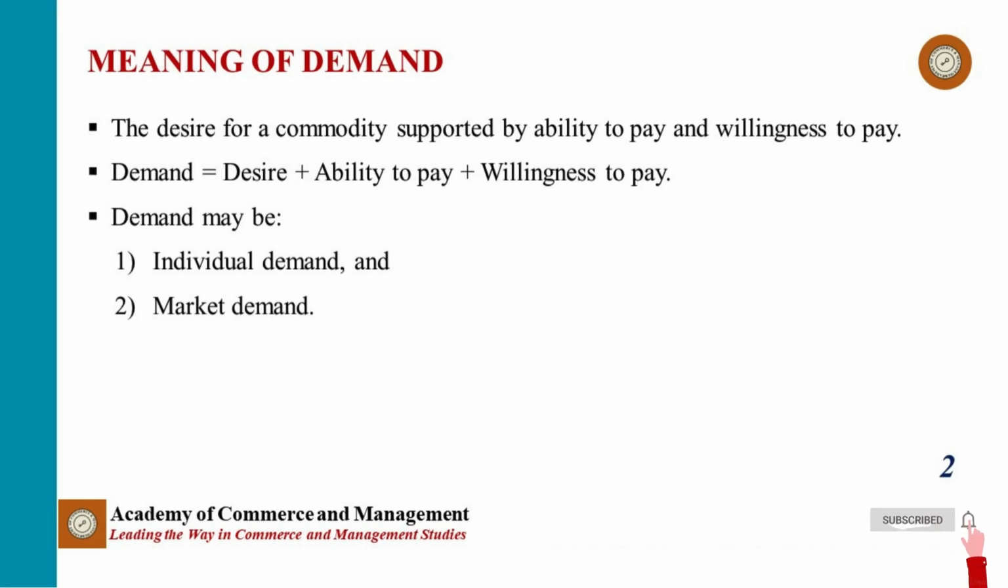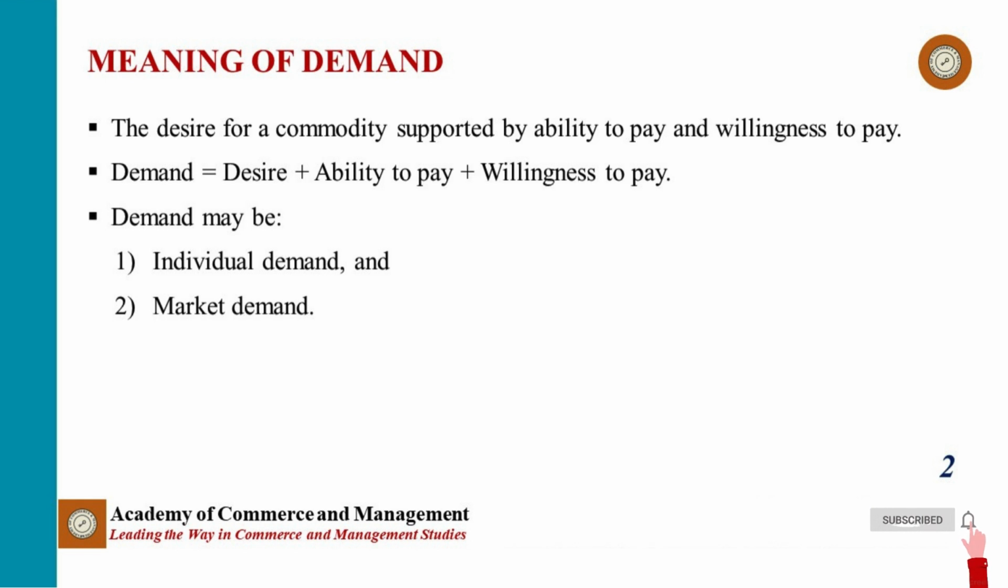What do you mean by demand? Demand is the desire for a commodity supported by ability to pay and willingness to pay. Mathematically, demand equals desire plus ability to pay plus willingness to pay. Demand may be of two types. Number 1, individual demand. It can be defined as the quantity of a commodity that an individual consumer is willing to buy from the market in a given period of time at a given price.